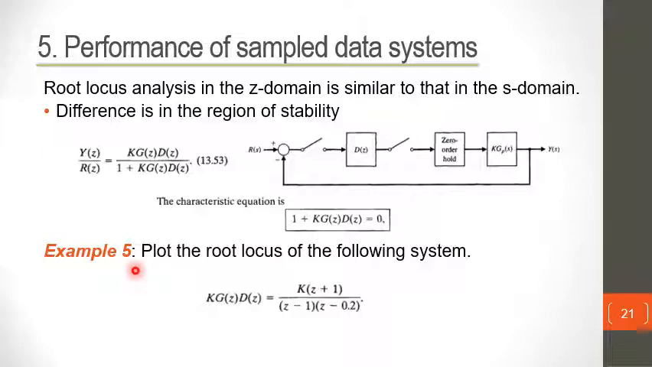Yeah. So for example, let's consider the example here where we are supposed to plot the root locus of the following system. We have this open loop system, k (z plus 1), with a zero at negative 1, a pole at plus 1, and a pole at plus 0.2. Can you plot the root locus of what happens as k increases from 0 to infinity? What happens to the closed loop poles of the system? What will happen here? So let's look at that.